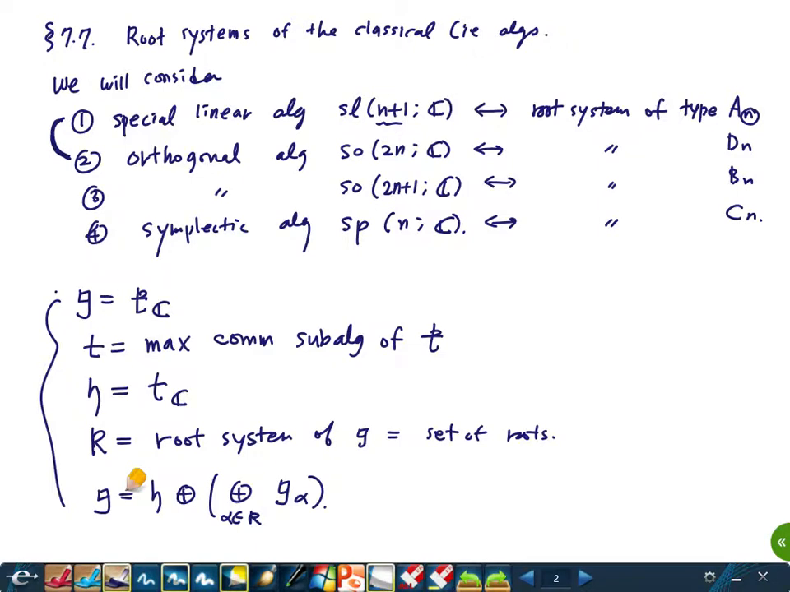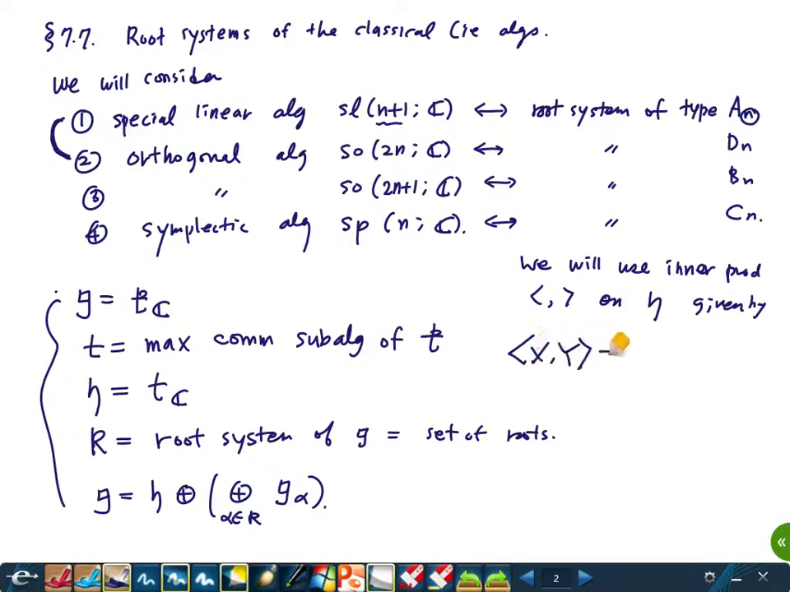Oh, and we know that there is an inner product on H, given by the trace of X times the adjoint of Y, maybe with some constant multiplication, where the constant can be 1 or 2 or anything, just to normalize so that everything is nice. Okay, so this is what we are going to do today.